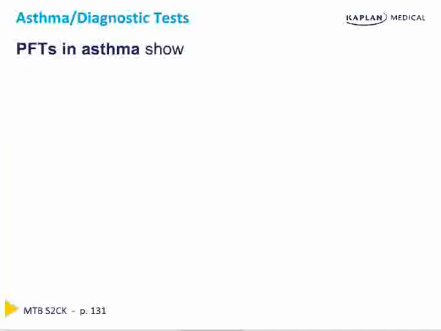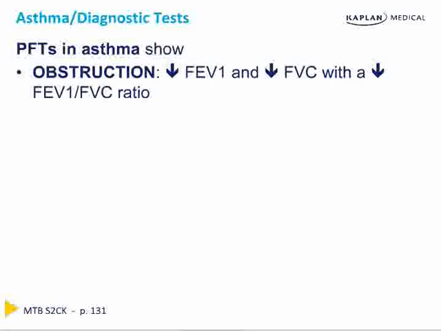The pulmonary function tests in asthma show the following. Firstly, there is evidence of obstruction, which is defined as a decrease in the FEV1, which is the forced expiratory volume in 1 second, and a decrease in the FVC, which is the forced vital capacity. And that's the total amount of air that someone is able to expire when they're forcing it out of their lungs, regardless of how long it takes to do so. Obstruction, however, is truly defined by a decrease in the FEV1 to FVC ratio. In other words, the FEV1 decreases much more than the FVC.